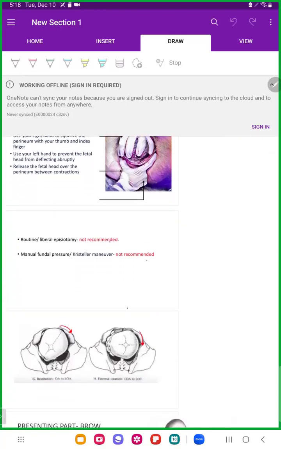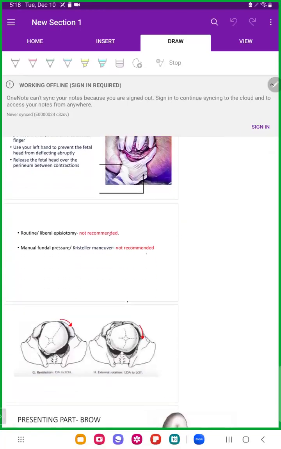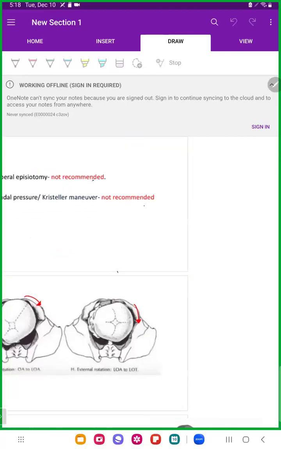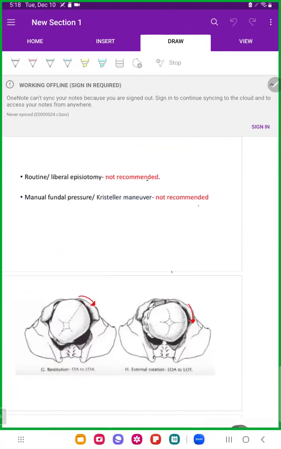Okay. Is routine or liberal episiotomy indicated for all patients by WHO? No, it is not recommended. Is giving manual fundal pressure to assist in delivery indicated? No, it is also not indicated. After the head is delivered, there occurs restitution. So what is restitution?